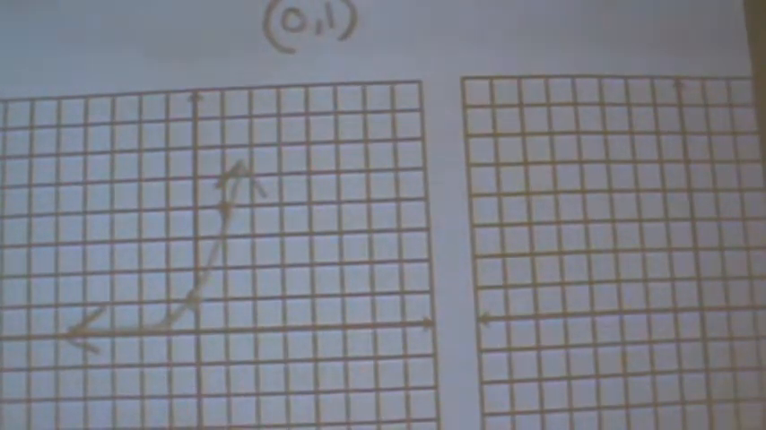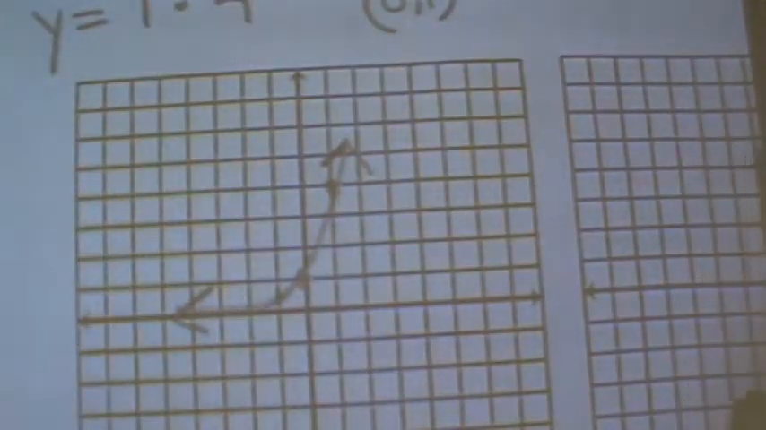And what's your a value? What's the a value of this one? (0, 1), I heard it. (0, 1) is your y-intercept. So it's 1 times 4 to the x power. I'm just confused on how you get 1.4. It's not 1.4, it's 1 times 4 to the x power.